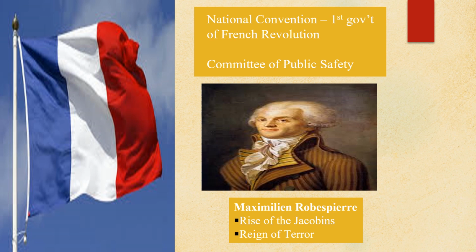So meaning, the people of the third estate formed groups on how they would change France. So that is why the National Convention was created. So the National Convention was the first government of the French Revolution. And then they also created the Committee of Public Safety, which is led by Maximilien Robespierre.